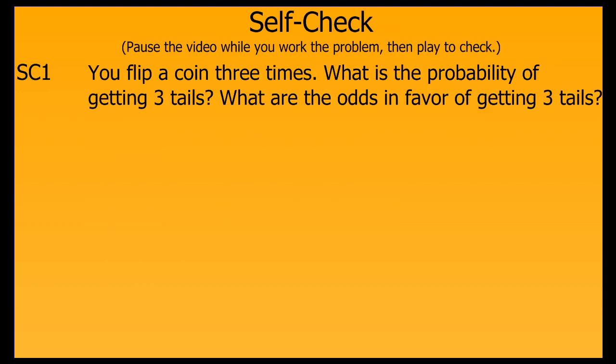Now for the self-check section. In this section, you're going to physically pause the video as you work out the problem on paper in your notebook. Then you'll press play to check to see how you did. You'll have 5 seconds to pause the video after I stop speaking before I show you the solution. Please pause the video now and work out the problem, then press play to check.